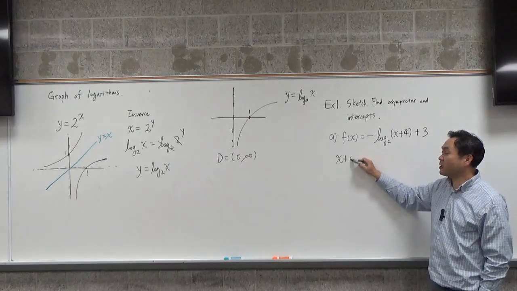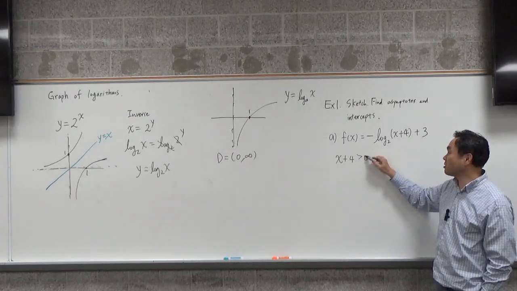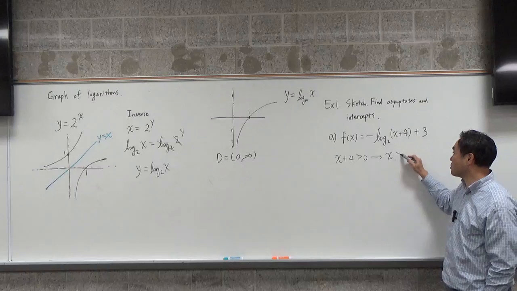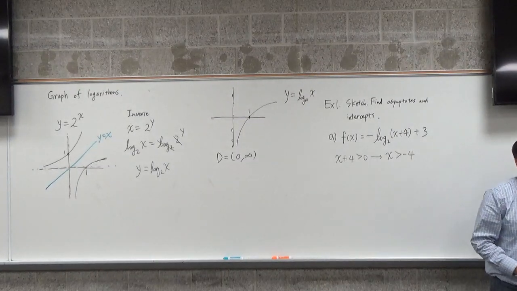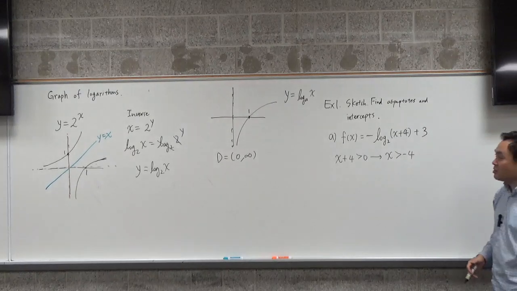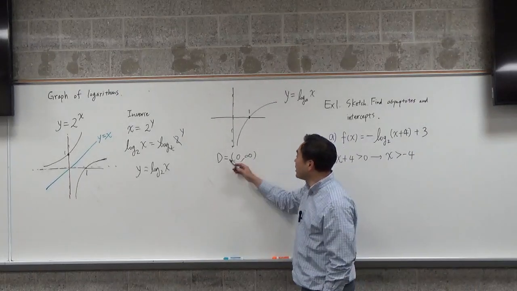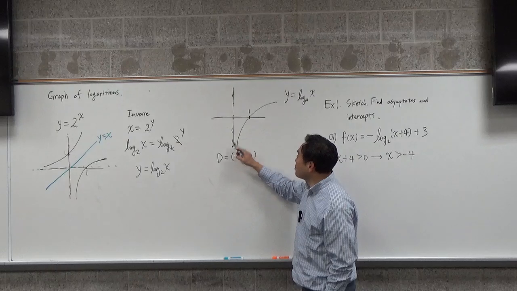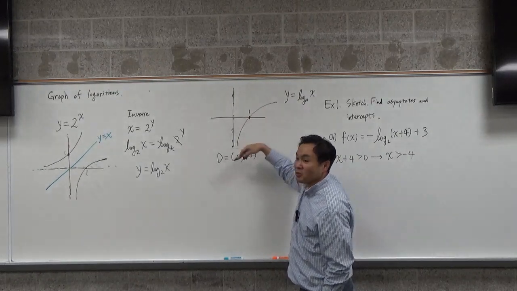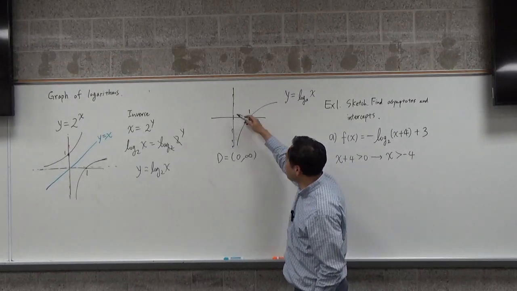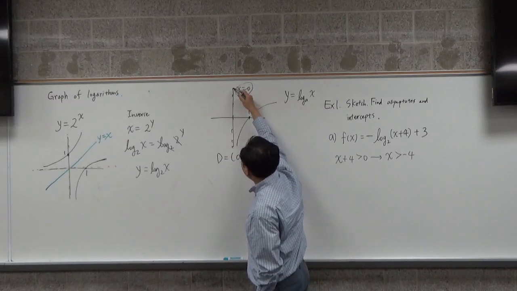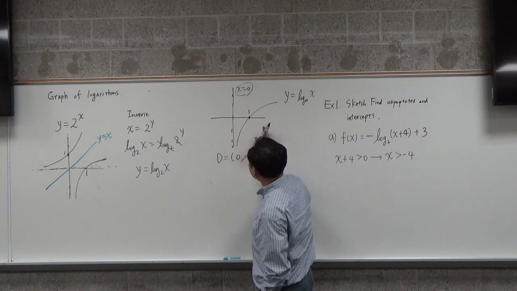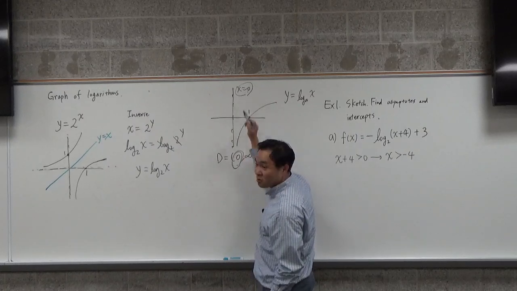x plus 4 has to be greater than 0, so you subtract 4, so x is bigger than negative 4. Now, why would I want to know the domain? That's because if you have the domain, you kind of know where the vertical asymptote is. What's the vertical asymptote here? This is x equal to 0, right? And x equal to 0 is really the beginning part of the domain. This 0 and this 0 are the same thing.